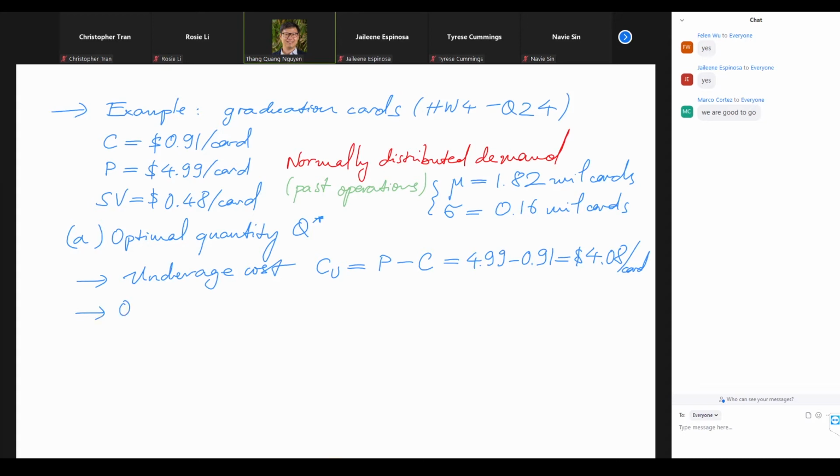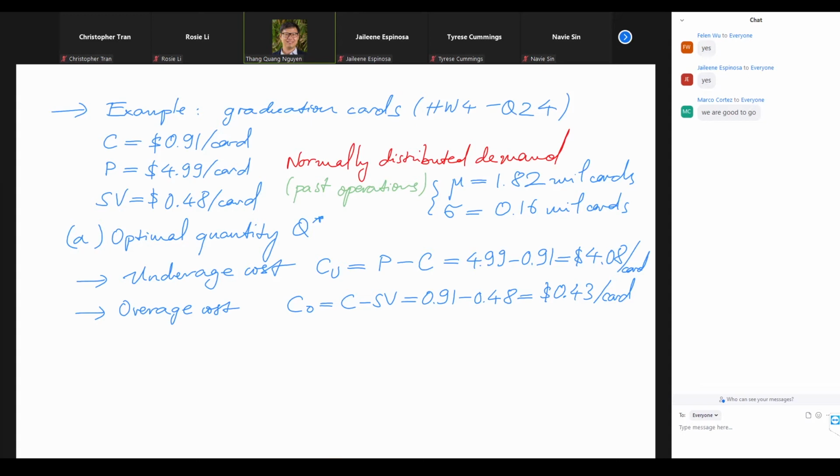The other way is overage cost. So CO equals C minus the salvage value. Then you would take 0.91 minus $0.48. Then the overage cost is 43 cents per card. So if we carry too much, or one card more than the demand, then we cannot sell that card at the regular price. We even have to mark it down very cheap, and we lose 43 cents per card, right?